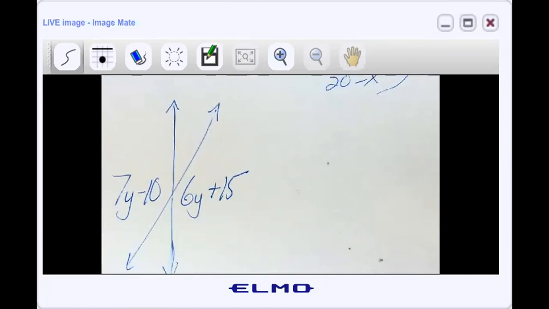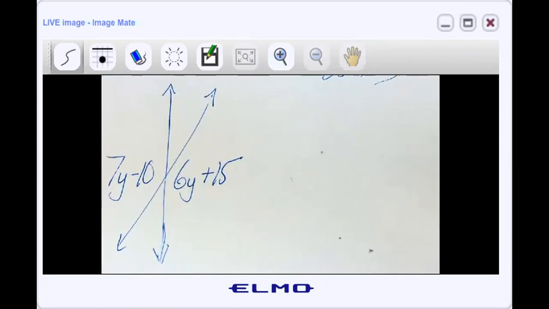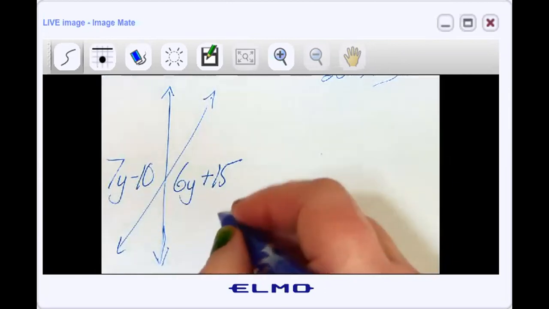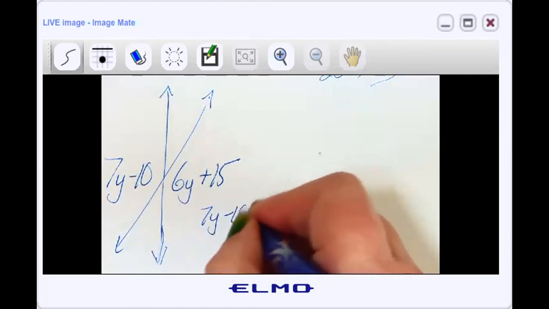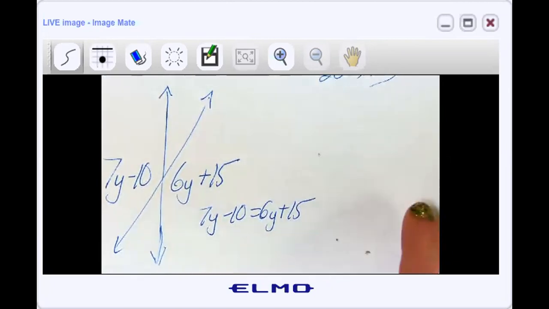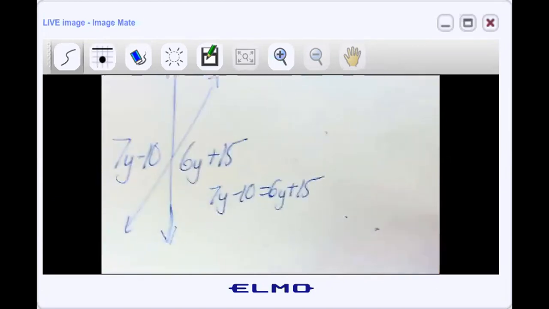What kind of angles are these? Vertical angles. Yes, they're vertical. So think of what we just, wait, what'd you say? 7y minus 10 equals 6y plus 15. That's it. You literally just set them equal to each other. You don't even have to think about what they add up to, none of that. So just 7y minus 10 equals 6y plus 15. If you know that you have vertical angles, that's all you got to do.